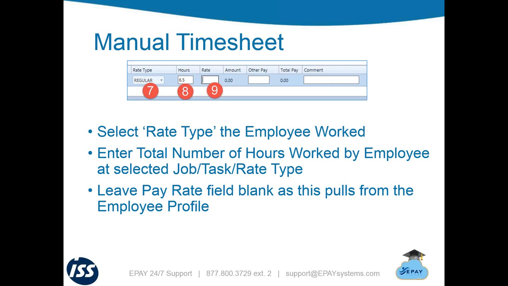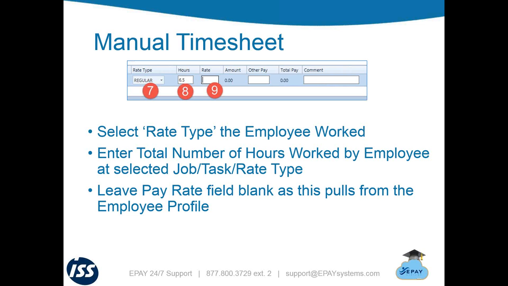Step 8, you're going to go in and enter the total number of hours worked by the employee. So once again, we're looking at total hours. We're not looking at tracking lunch or anything else that may have occurred. What are the hours due to that employee for this job? Just put in the hours. If you worked 7 hours and actually took a lunch that day, put 6.5. And lastly, leave the pay rate field blank, as this pulls from the employee profile. So step 9 there, leave that field blank.